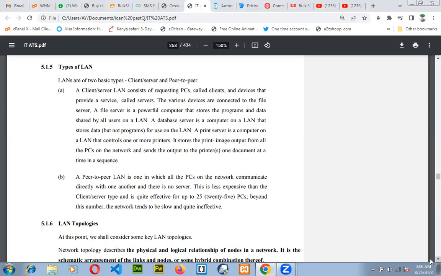So B, I'm giving you the real life technical terminology. So B, a peer-to-peer network is one in which all the computers on the network communicate directly with one another and there is no server. This is less expensive than the client-server network type and is quite effective for up to 25 computers.